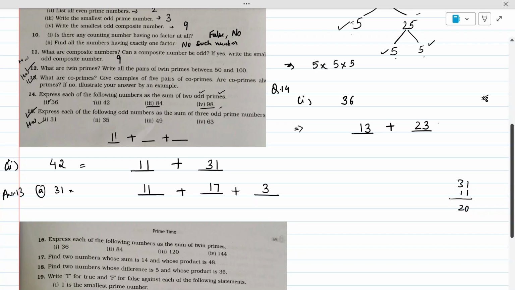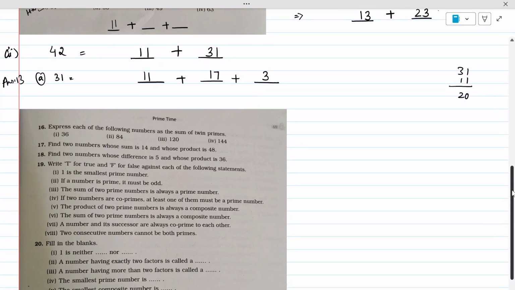Next, go to question number 16. In question number 16, express each of the following numbers as the sum of twin primes. So kids, we have done this. What are twin prime numbers? They are the numbers where the difference between the two numbers is 2, right? We have already done this. So again, I'm leaving this as homework for you.